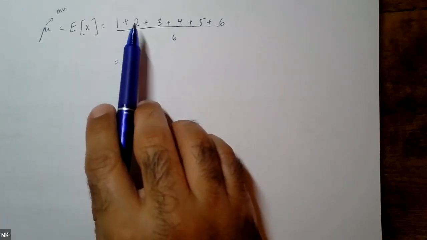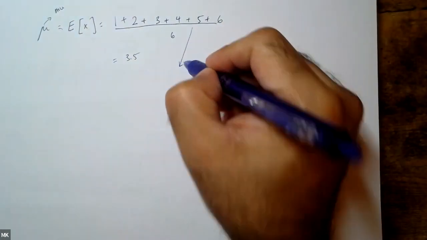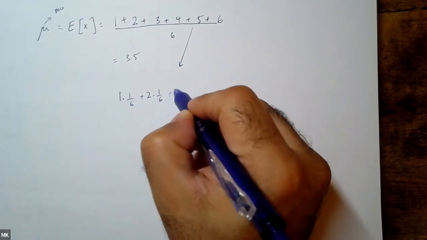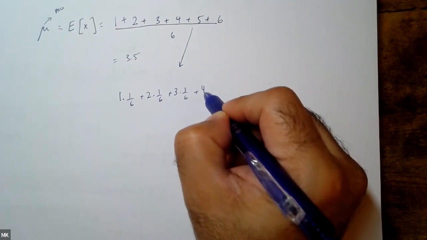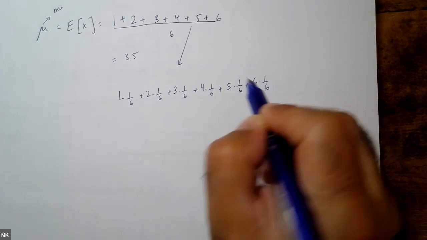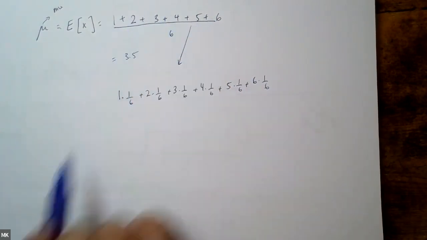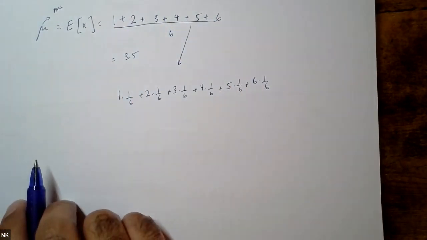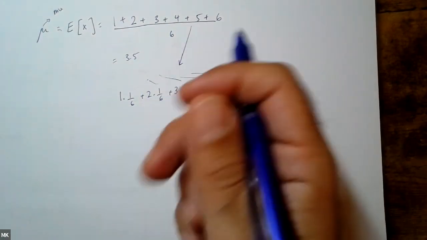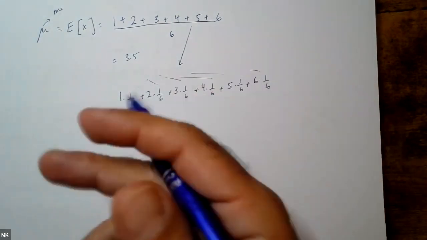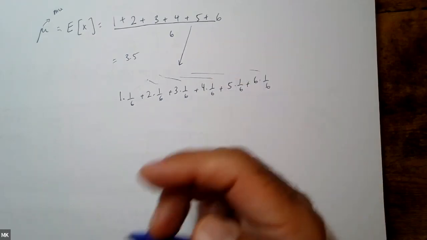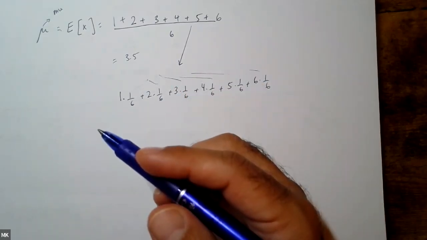Now, if I think about this slightly differently, I can say it's 1 times 1/6 plus 2 times 1/6 plus 3 times 1/6 plus 4 times 1/6 plus 5 times 1/6 plus 6 times 1/6. That's really what happens if I divide each of those by 6. And notice 1/6 is the probability of each of the events. The chance of getting a 1 is 1/6. The chance of getting a 2 is 1/6, a 3 is 1/6.